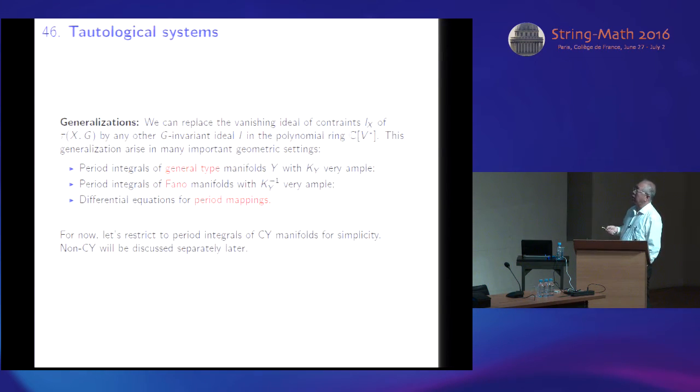Now, as I said, we can replace the vanishing ideal of the constraint by a more general G-invariant ideal in the polynomial ring. And this can be used to deal with the case when the canonical bundle of Y is ample, and the Calabi-Yau manifold case when the anti-canonical divisor is very ample.